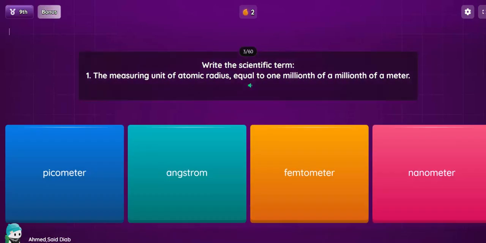Question. Write the scientific term: the measuring unit of atomic radius, equal to 1/millionth of a meter. Option 1, picometer. Option 2, angstrom. Option 3, femtometer. Option 4, nanometer.